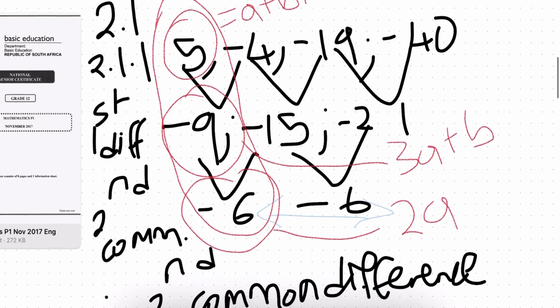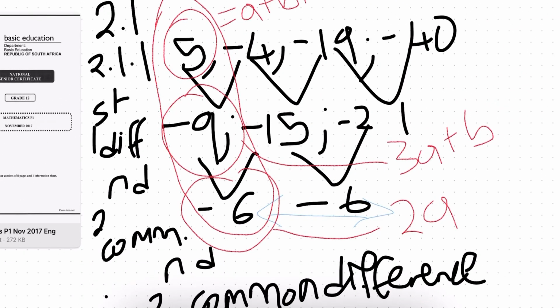We determine our b using which correlation? Which correlation are we using to determine b? This correlation over here. 3a plus b equals the first number in the first difference. So in the second row. In this row, I'm referring to this row when I say second row. Okay, so 3a plus b is equal to what? Is equal to minus 9.